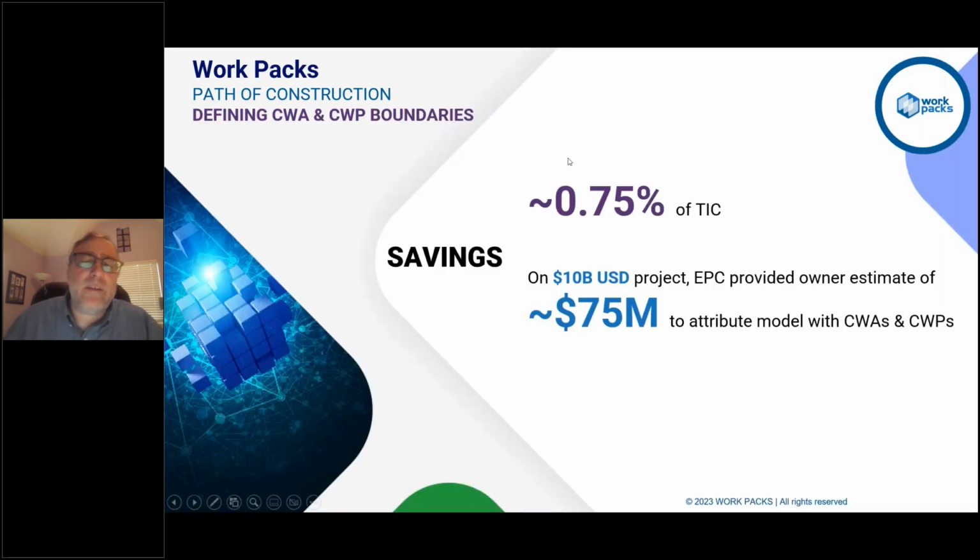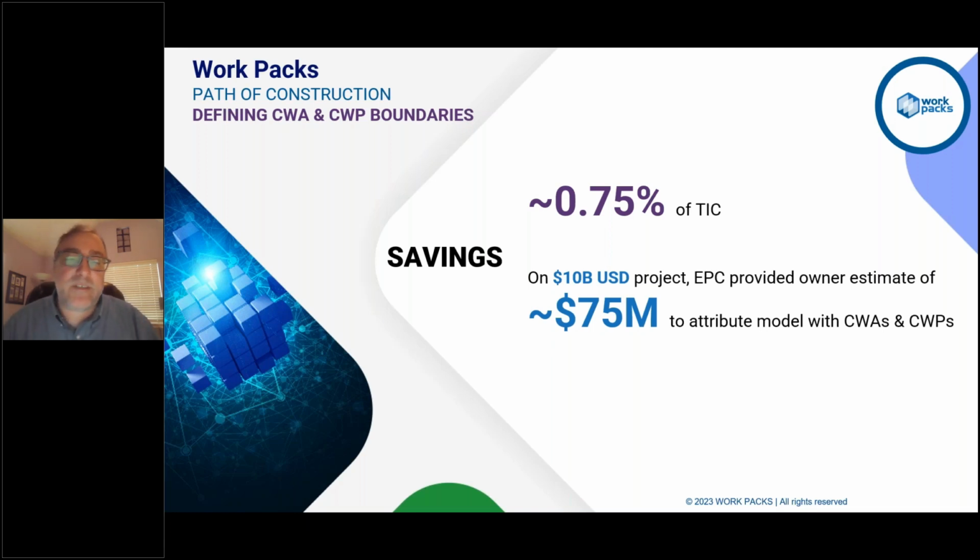So, on this basis, right? Engineering, as I mentioned earlier, doesn't always see the benefit to doing AWP because it requires more work. It requires them to change the way that they're currently doing their engineering and base it more off the path of construction. But there's a technology solution here to automate that process of taking the CWAs and creating the CWPs, the EWPs, and the PWPs, and having that level of visibility and defining those boundaries.